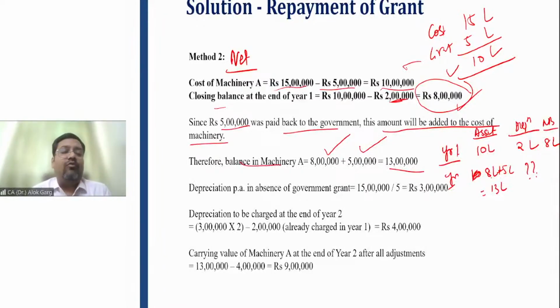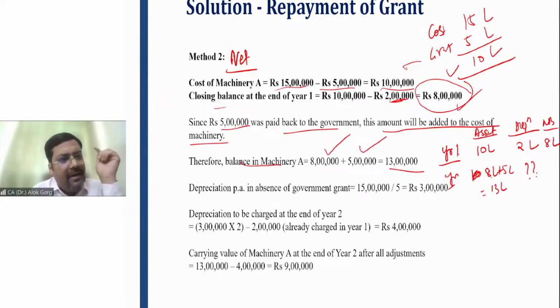Please write down step number 1. Calculate depreciation. Calculate cumulative depreciation till the year 2 if this government grant has never been received.